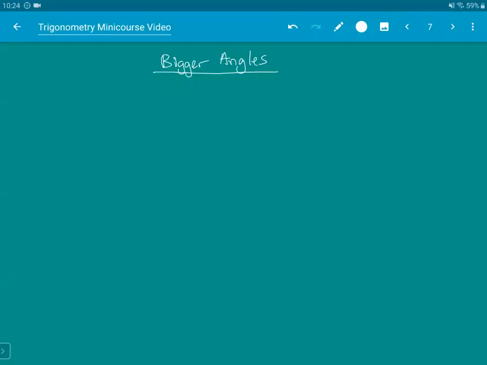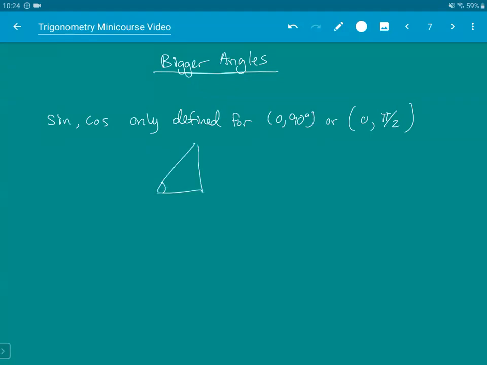So up till now, sine and cosine have only been defined on angles between 0 to 90 degrees. Or you could also do radians, so 0 to pi over 2 radians. And the reason for that is the way we define sine and cosine involves a triangle, in particular a right triangle. So for this right triangle, this angle can only be between 0 to 90 degrees. And that's why sine and cosine are only defined for angles from 0 to 90 degrees.